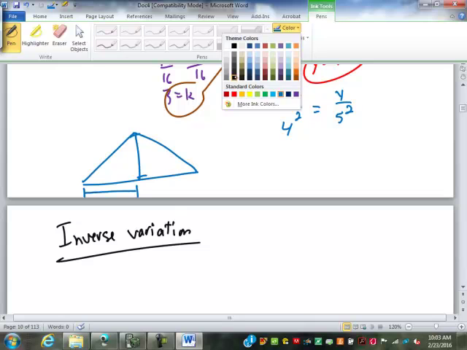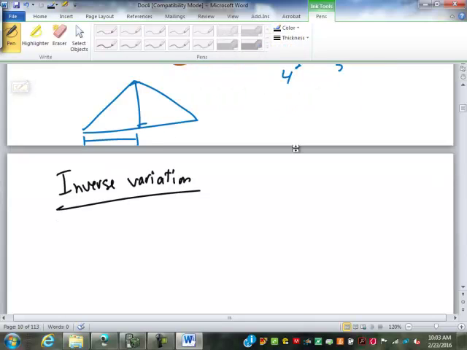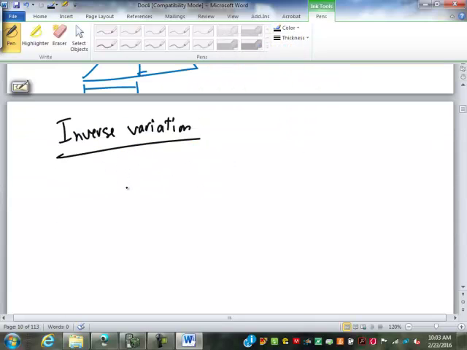So what we want to look at now is something called an inverse relationship. In an inverse relationship or an inverse variation, when one number gets larger, the other number has to get smaller. Or when one number gets smaller, the other one has to get larger.